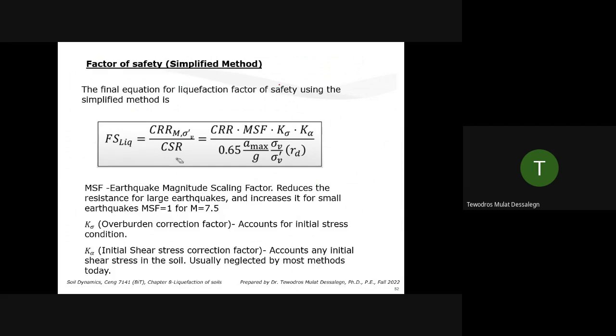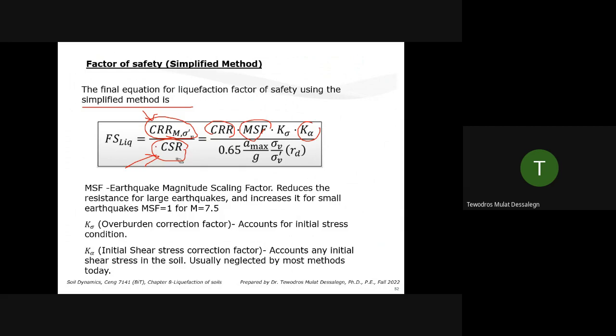So now, the factor of safety, simplified method. The final general equation for liquefaction factor of safety using the simplified method is the CRR for that magnitude of earthquake, divided by the CSR, which is the demand part, the seismic stress. The top one is the soil capacity, resistance. So it's the CRR times MSF, the earthquake magnitude scaling factor, times K sigma, the overburden correction factor, and K alpha, the initial shear stress correction factor.